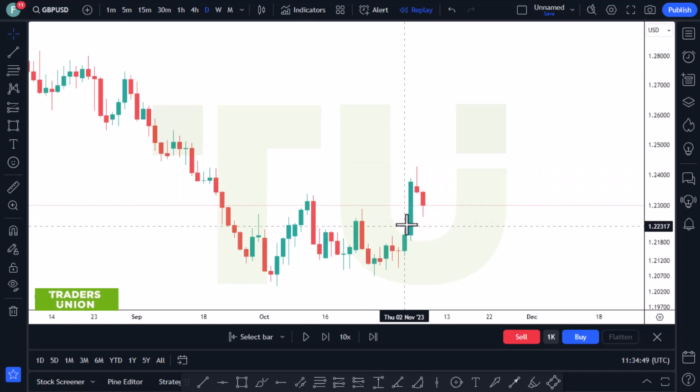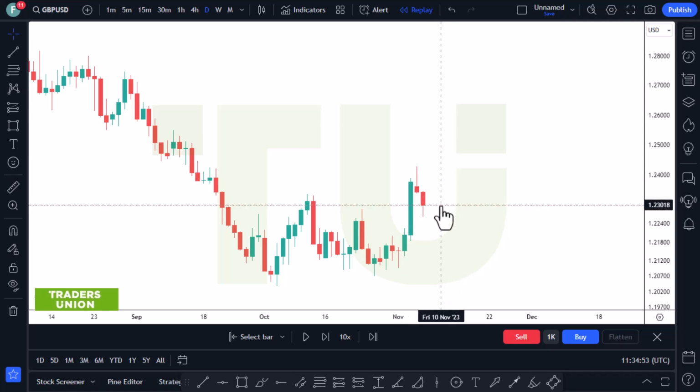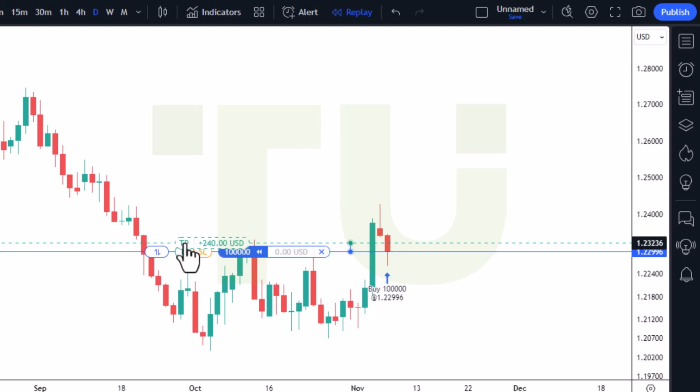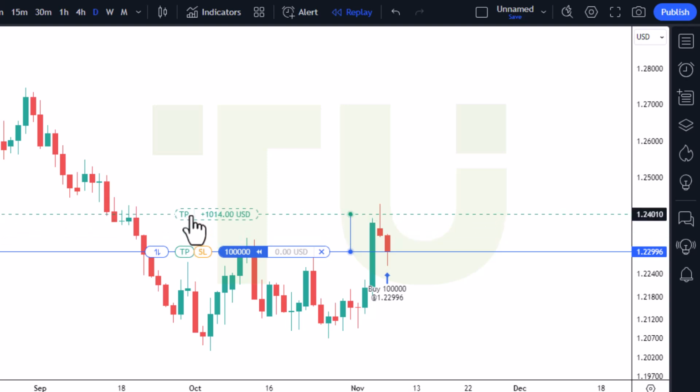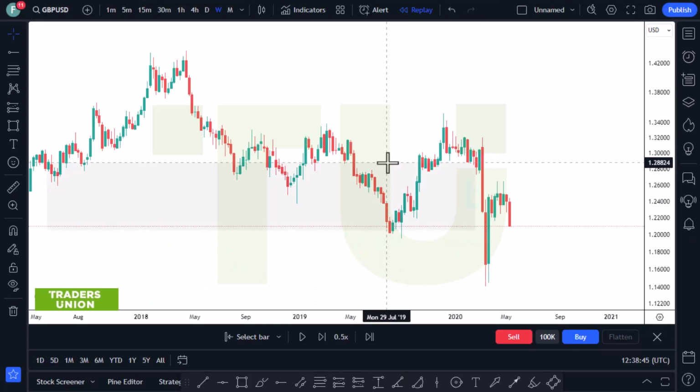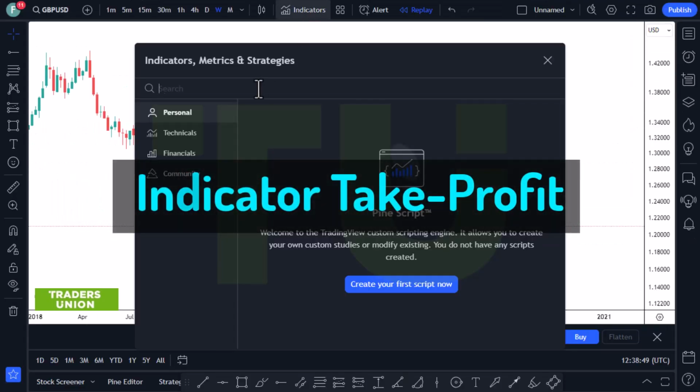This is another straightforward method where you set a fixed number of pips above your entry point to determine your take-profit level. For example, if you've bought GBP USD at 1.2300, setting a 100 pips take-profit would mean you're aiming at 1.2400. 3. The indicator take-profit strategy.